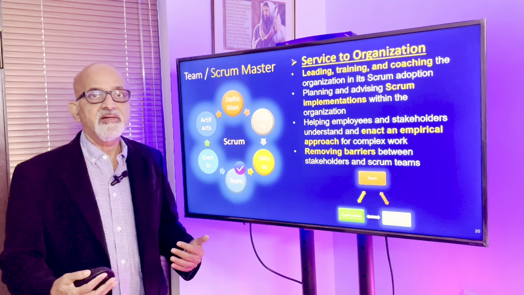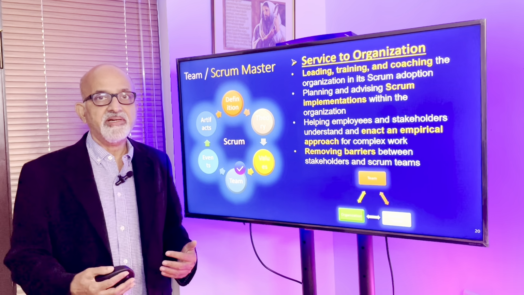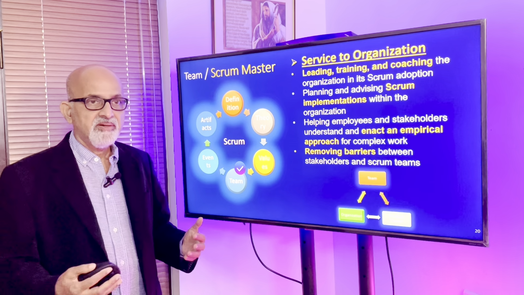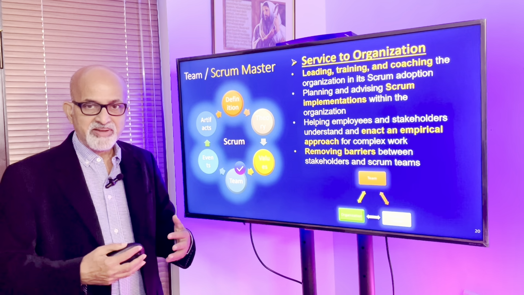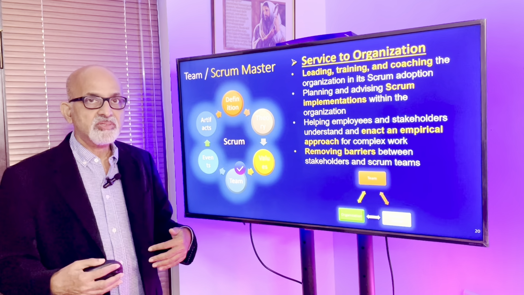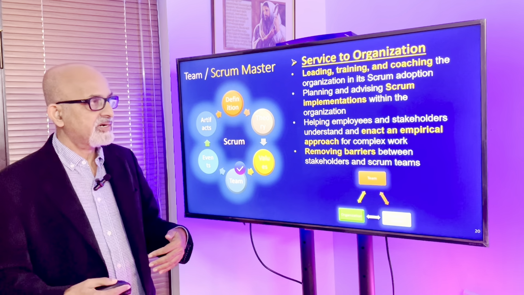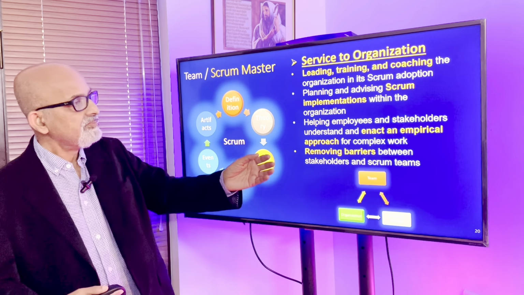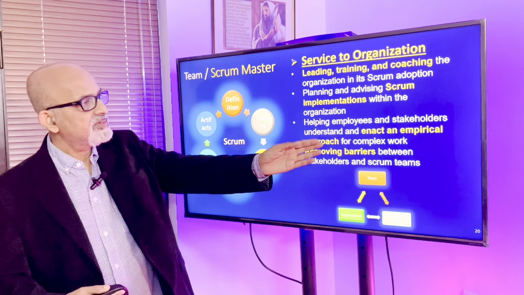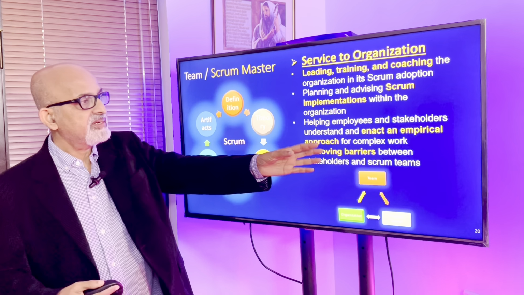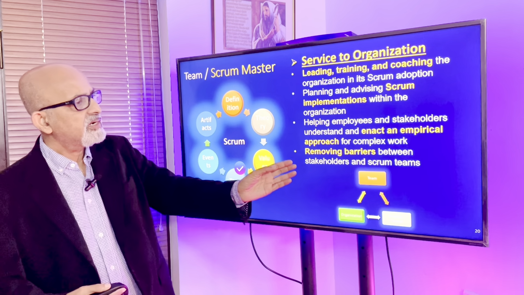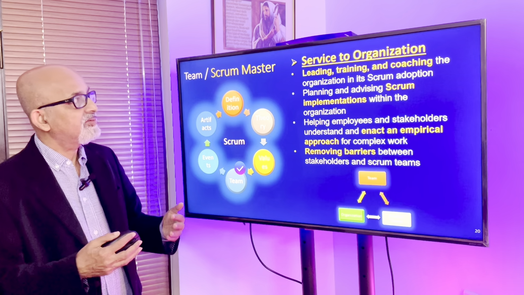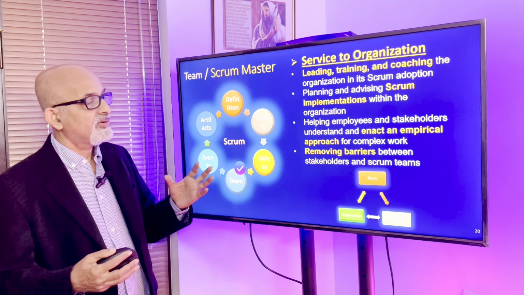So maybe you are an early adopter of Scrum, your team is an early adopter of Scrum. That means we can really add value to the organization by going around and helping other teams also to implement Scrum, because you have that early starter advantage. Then, helping employees and stakeholders understand and enact an empirical approach to complex work and removing barriers between stakeholders and Scrum teams. So there's a handful of opportunities for the Scrum Master.